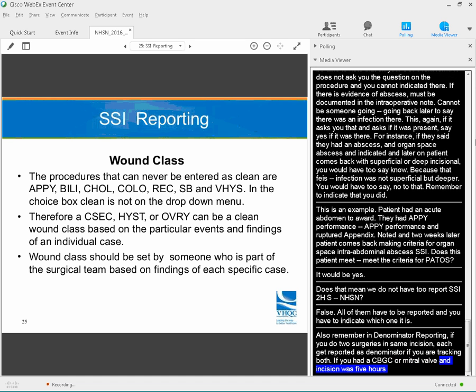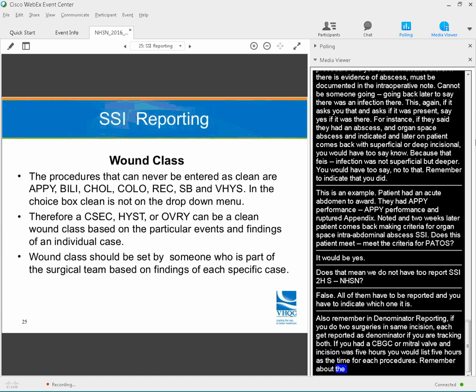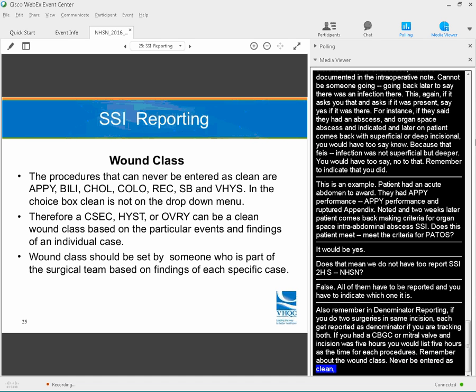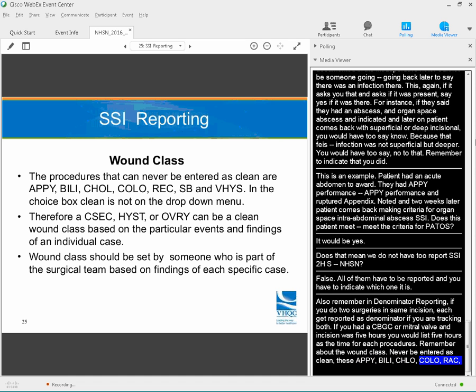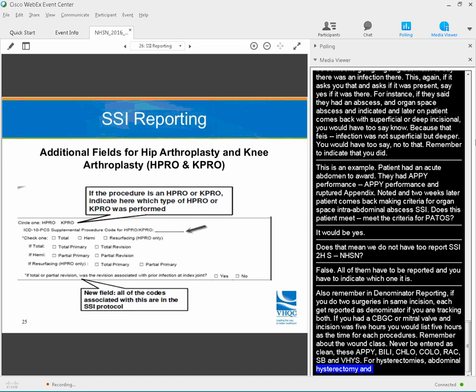Remember about the wound class. It's very important to remember that these that are listed here, the esophagus, the gallbladder, the colon, the rectal, the small bowel, and the vaginal hysterectomies can never be entered as clean. It's not even a choice on the drop-down box. So you have to remember at your lowest level you would have it be clean contaminated. But for your abdominal hysterectomies and C-sections and others, you can actually indicate clean if that is the finding. Remember, your surgical team needs to be the one making these assessments.